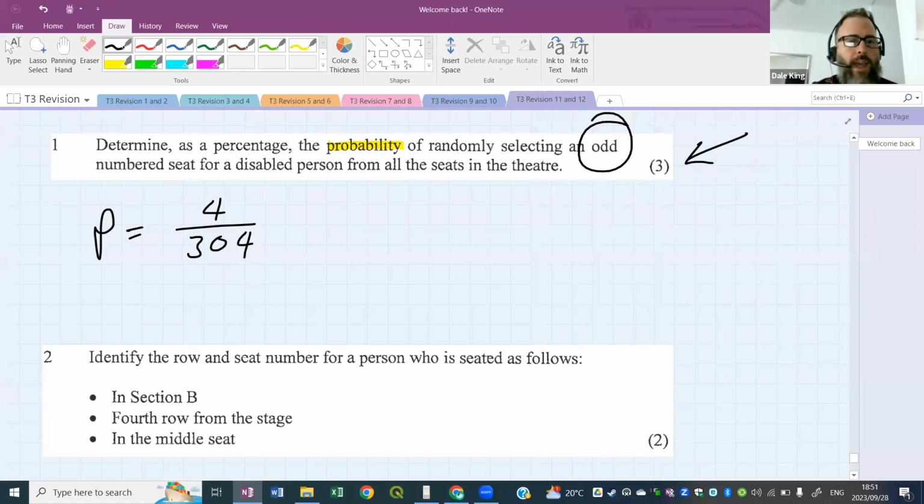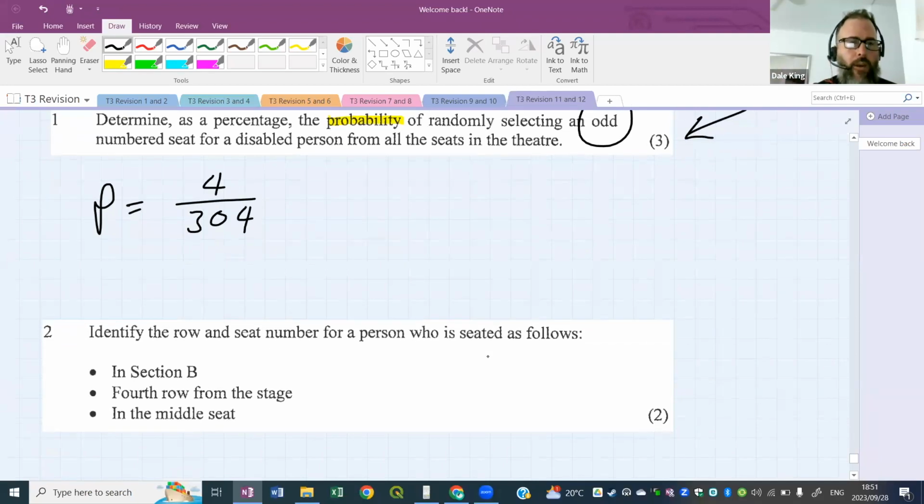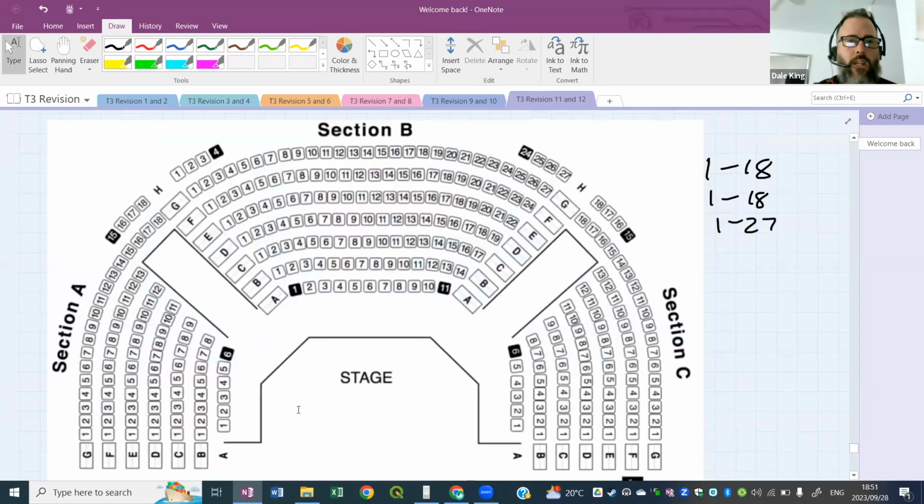All right, let's have a look at question 2. Identify the row and seat number for a person who is seated as follows. A row and a seat number. So I want the seat number, the letter and the number, for a person in section B, 4th row from the stage, in the middle seat. You guys can have a look. I need a letter and a number, please.